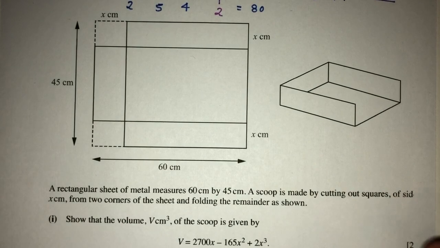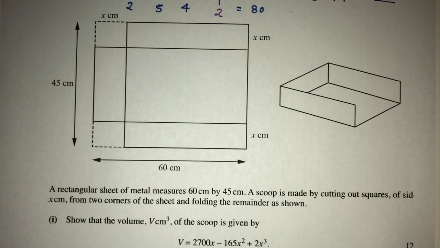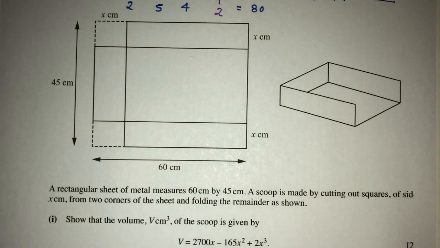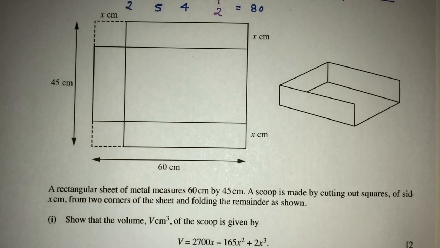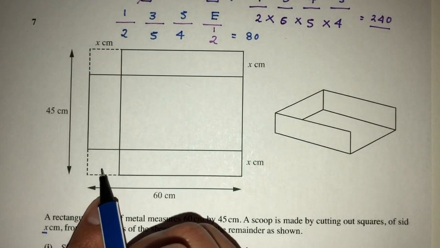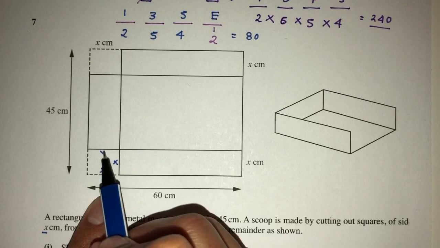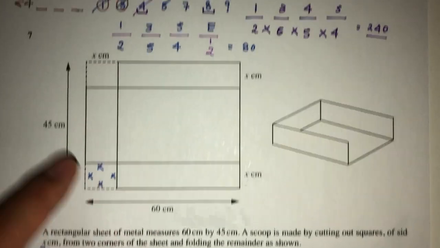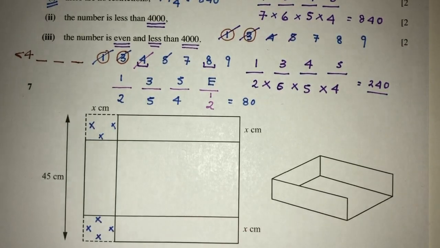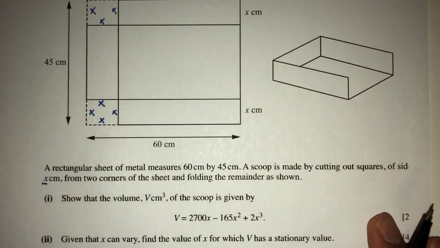So here we have a rectangular sheet of metal measuring 60 centimeters by 45 centimeters. A scoop is made by cutting out squares. So these are squares that are cut from this rectangular piece. The squares have side x, which means the side here has to be x, x, and x. Same thing here: this has to be x, this has to be x, and this has to be x, because they are squares. That's the main idea.